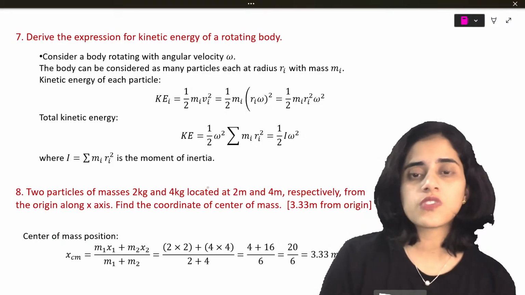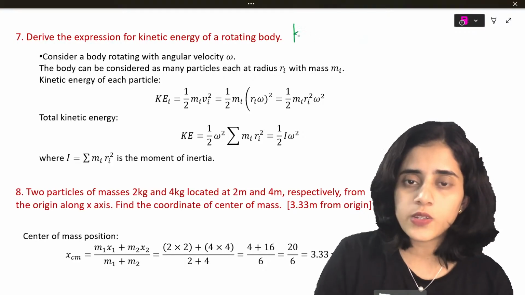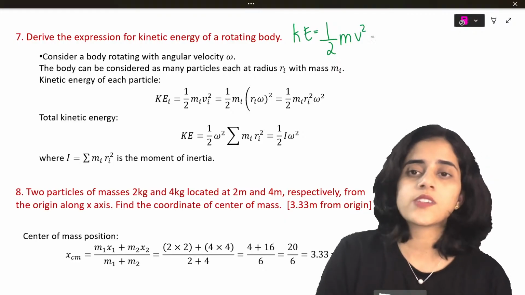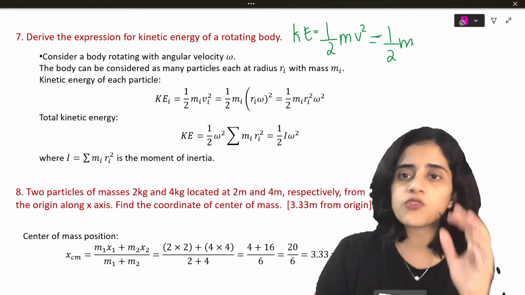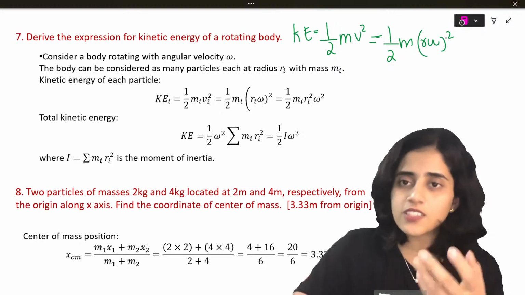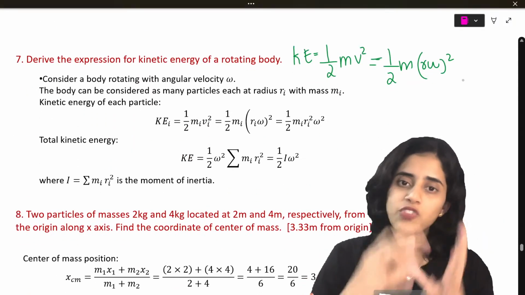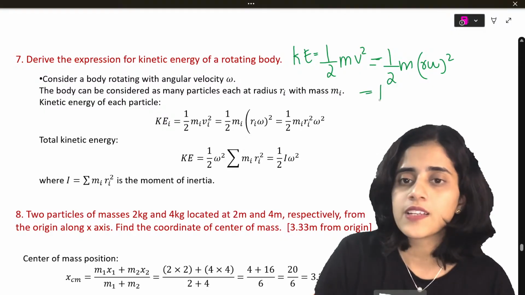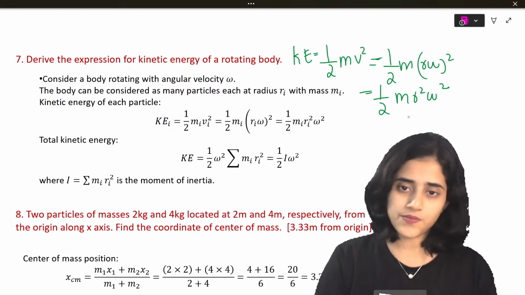So what we'll do, we know kinetic energy is half mv square. So this I can write as half m. Instead of v, I will write r omega. This we just derived: v is equal to r omega. So this will be half m r square omega square.